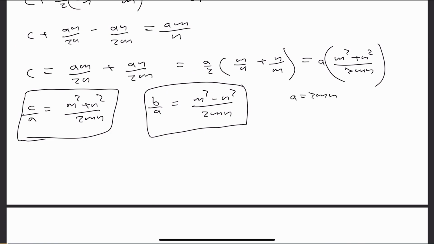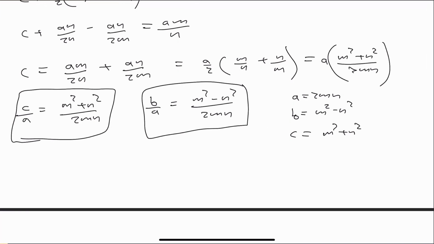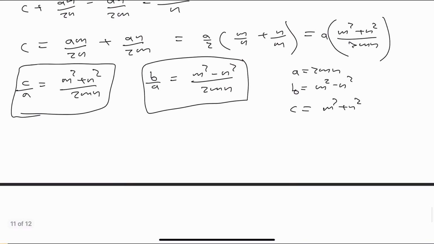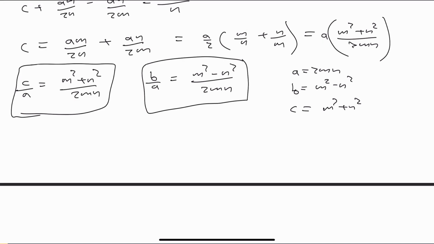We can say b is equal to m squared minus n squared. And then c is equal to m squared plus n squared. And this is actually completely valid. We can definitely do this. But the only issue is that these fractions are not in their simplest form, because remember that they're all co-prime.